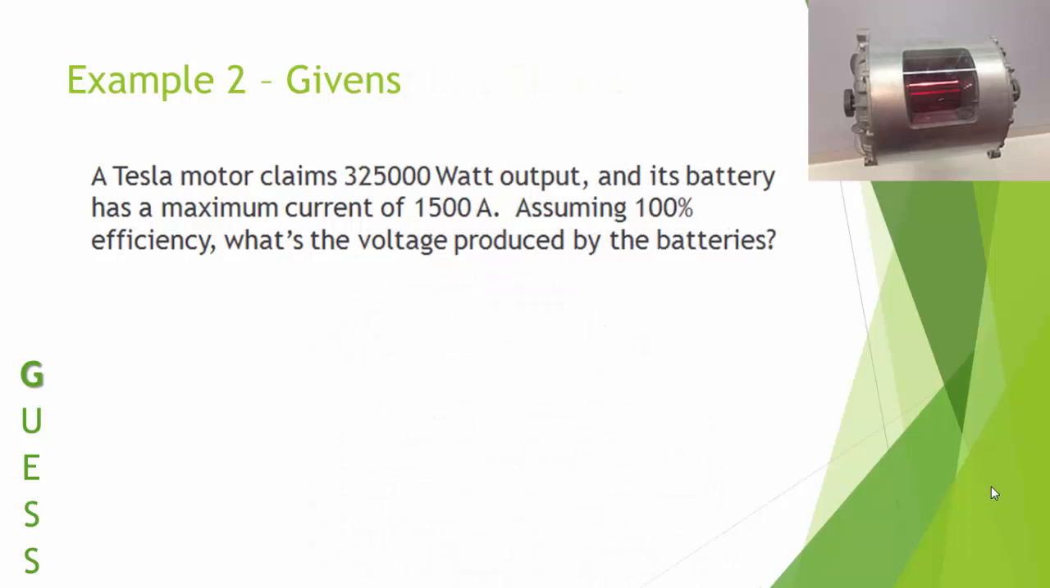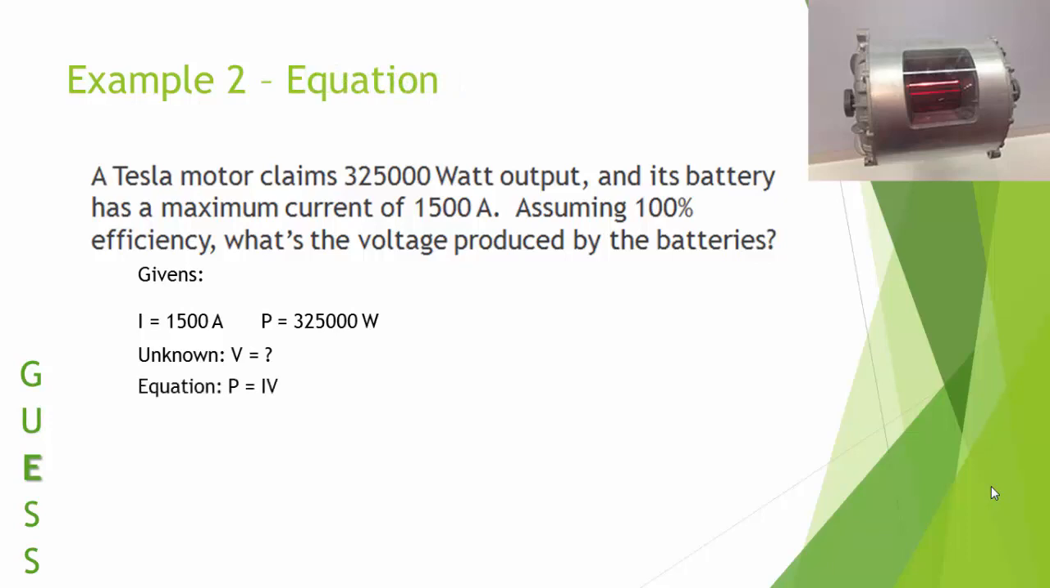Our givens in this case are a current of 1500 amps and a power of 325,000 watts. Our unknown, the thing we're being asked for, is the voltage or the potential. Well, the symbol for potential is V, so we write V equals question mark. Our equation needs to contain those three letters. Well, P equals IV. It also needs to be in the right form. Is it in the right form? Well, it's in the right form when V is on its own, right? Uh-oh, it's not.